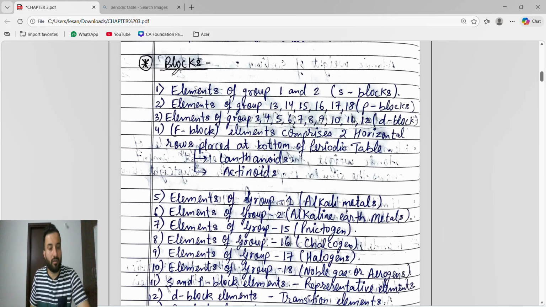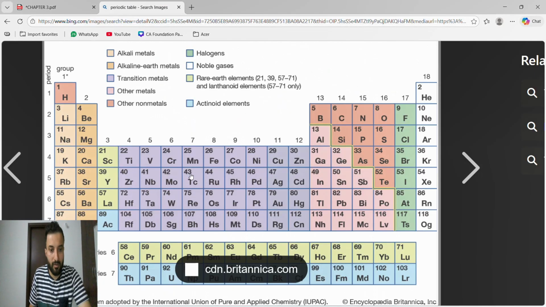Now we'll see the blocks. Easy peasy, guys. Elements of group 1 and group 2 are S block. Then groups 13, 14, 15, 16, 17, 18 are P block. Elements of groups 3 to 12 are D block. Then what is the F block? F block elements comprise 2 horizontal rows, placed at the bottom of the periodic table. If you see the periodic table, they are talking about this bottom part.